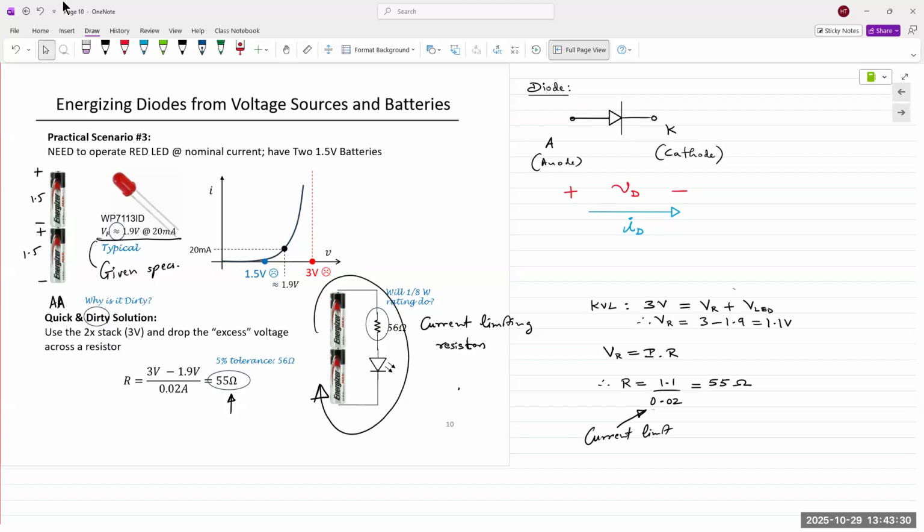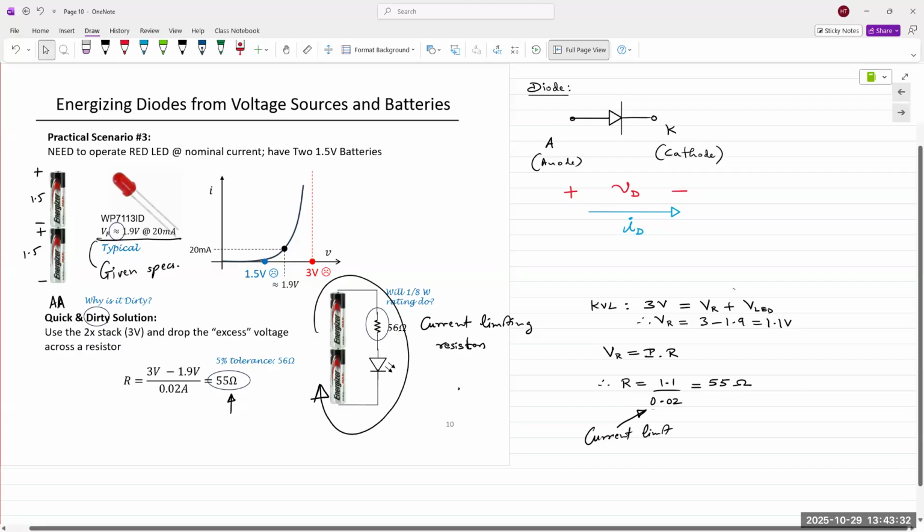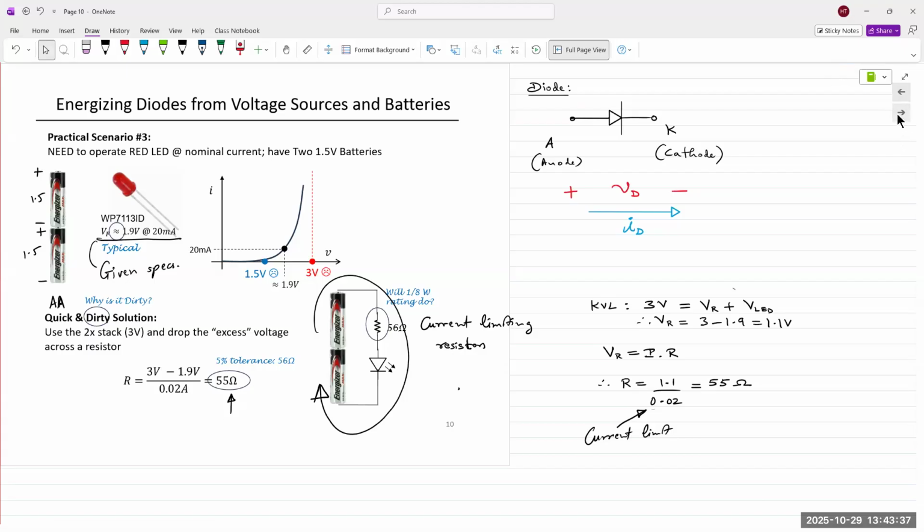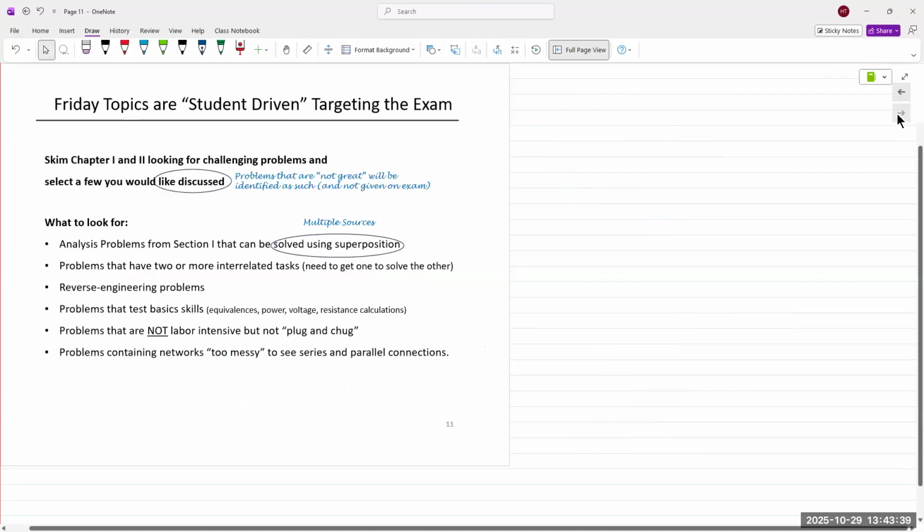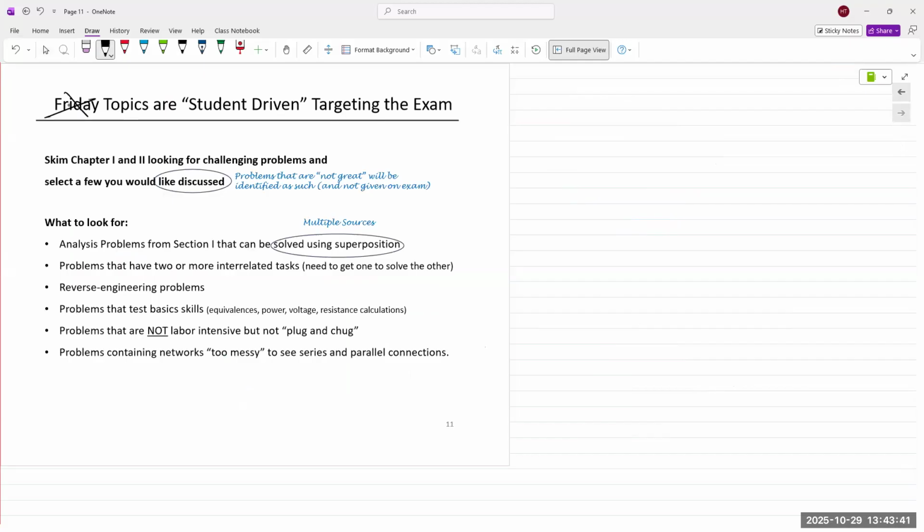Okay, let's see. Where's the mouse cursor? There you go. All right, ignore this. It's not Friday or anything, but I left the slide on here just to give you an idea of what could be on the final exam.